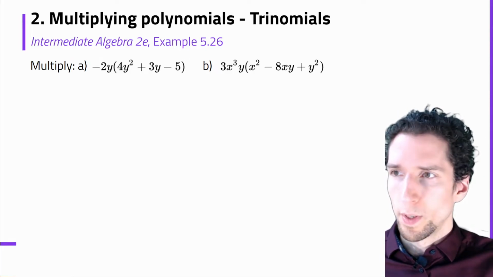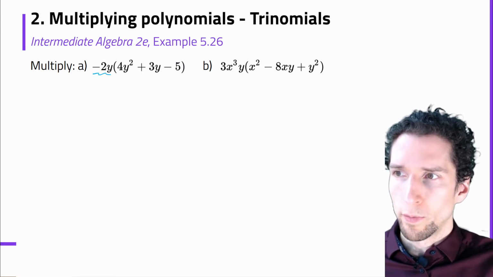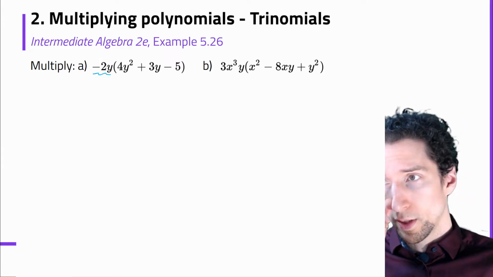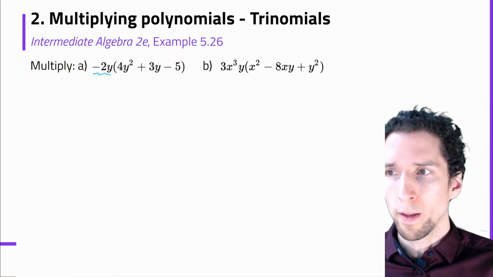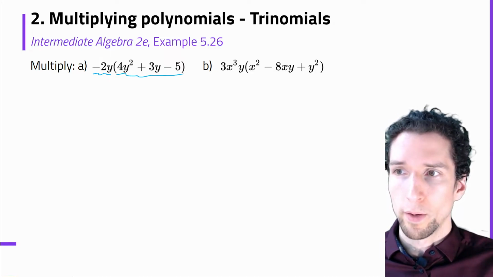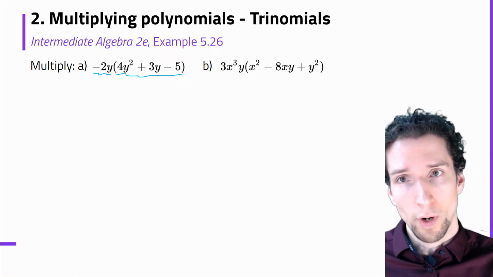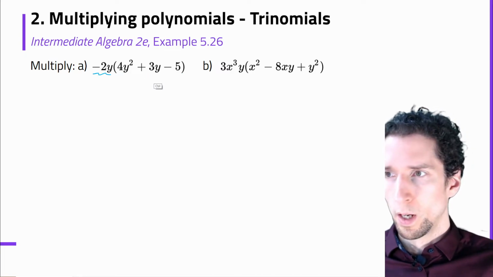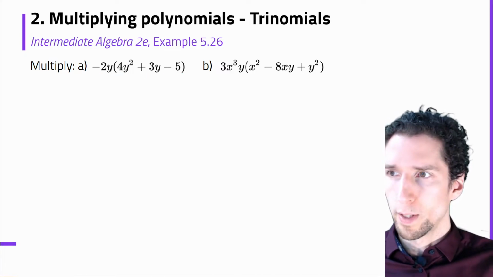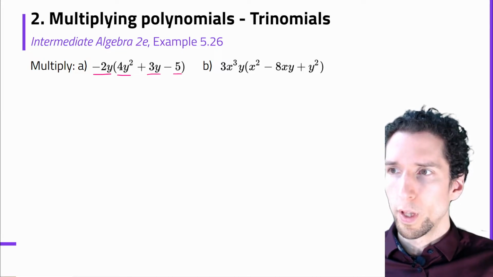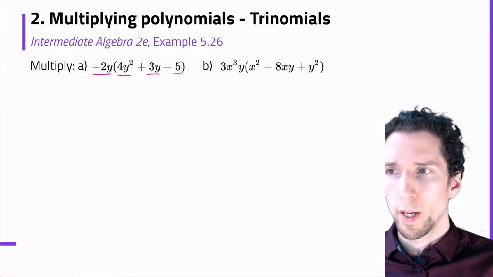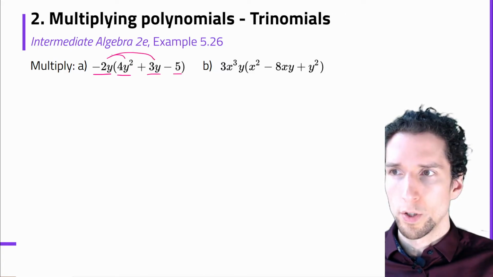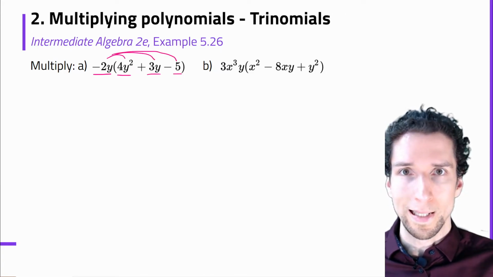If we have something a little larger, so we have this one term outside, just -2y, but then inside our brackets we have 3 different parts. We have a trinomial inside, so it's going to be the same process, just the thing on the outside times each thing on the inside, like this.